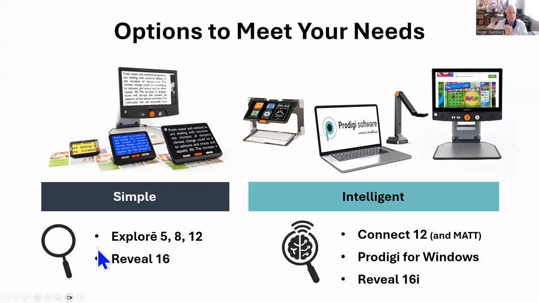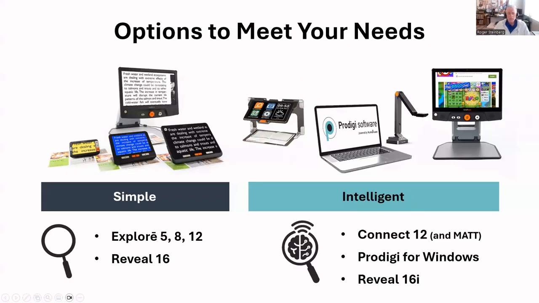So those are simple and easy to use. They don't have any of the sort of intelligent actions that we've done today where I can access the Windows environment or an Android environment and those types of things. So very simple and easy to use. And then on the right, we have our Connect 12 and our Mat Connect. The Mat Connect is an APH version of the Connect 12. But again, this is an Android-based version of Prodigy in a purpose-built tablet device environment.